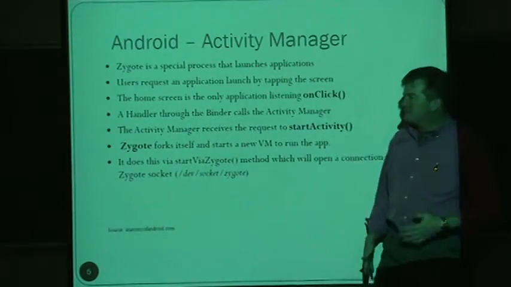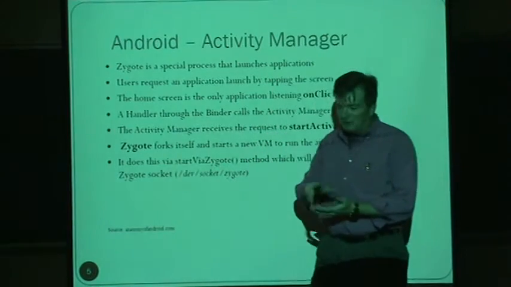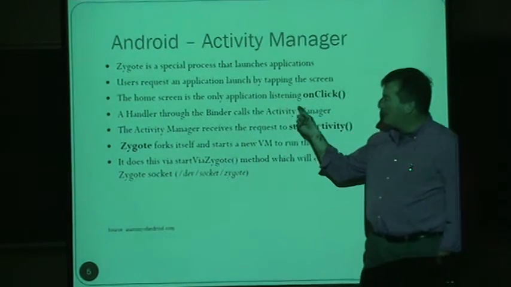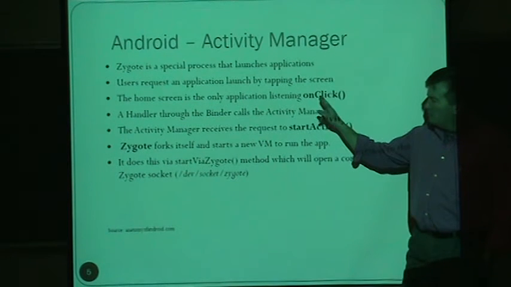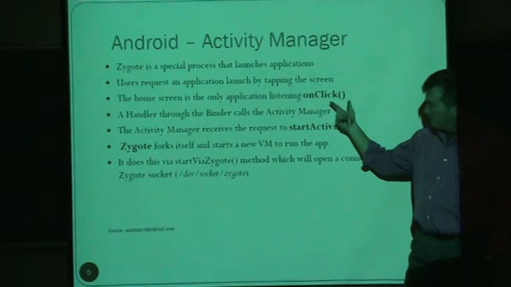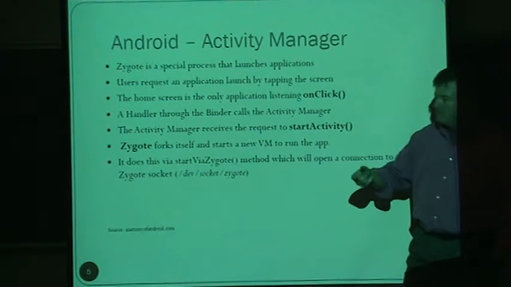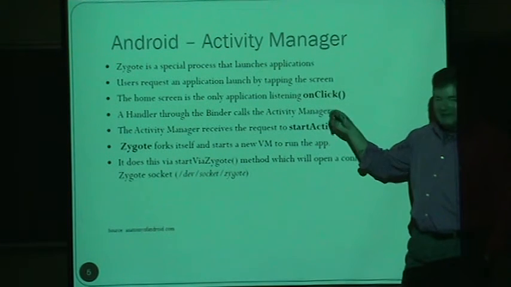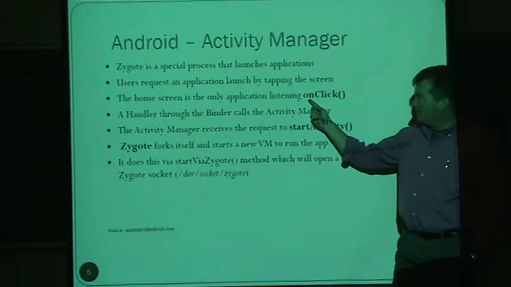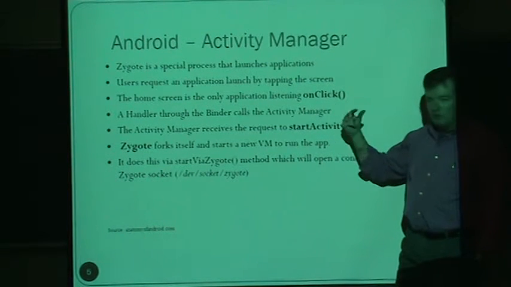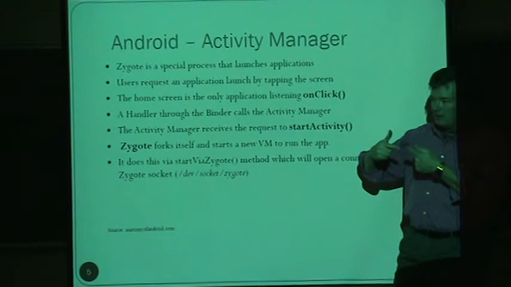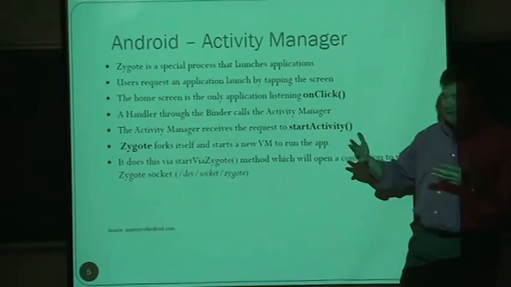The home screen, that's not really the official name for it, but the home screen is the one you do all your touching with. The home screen is the only application that is listening to the on-click. Now this on-click method is a method supplied by Android. This is basically like Dijkstra's P function, where this is going to put your process in a wait state, waiting for an event to occur, and when that event occurs, you wake up and you handle it.